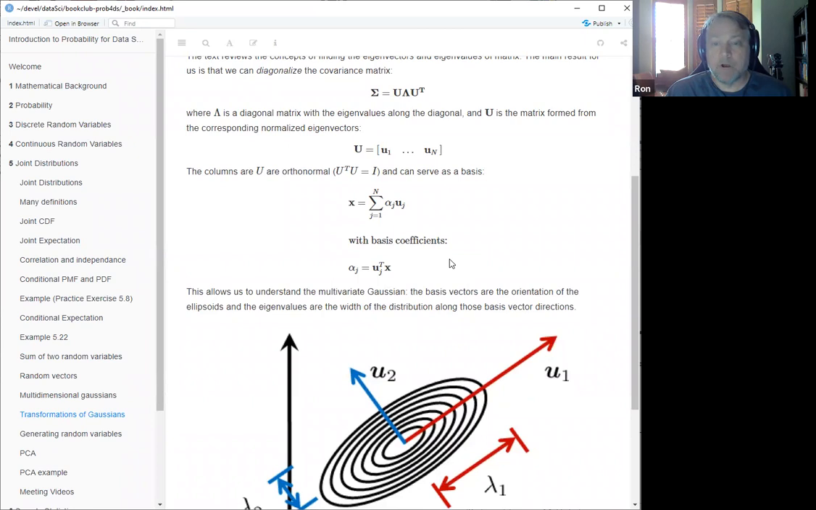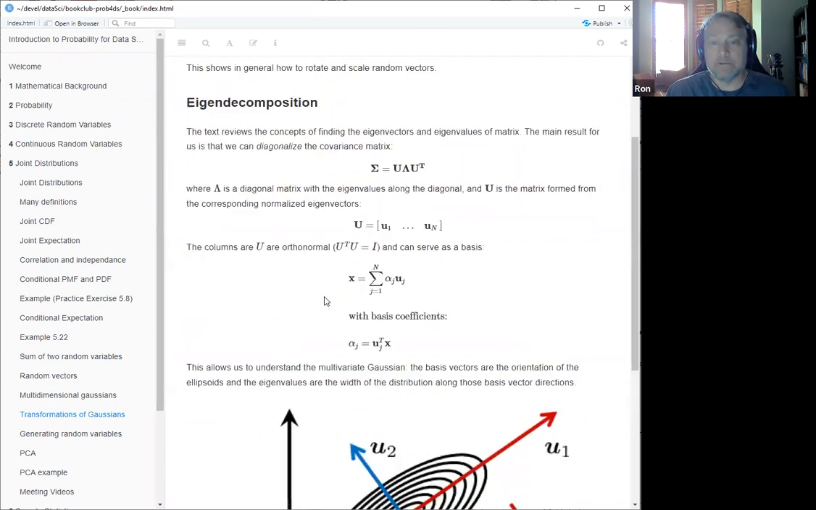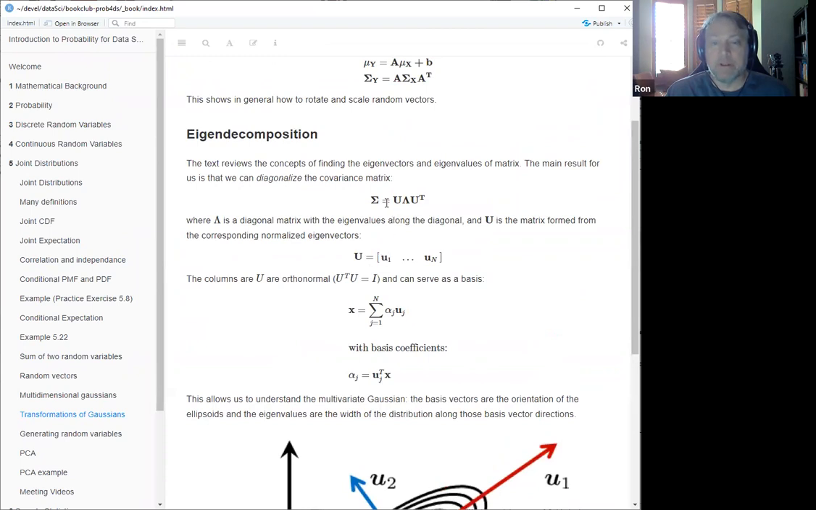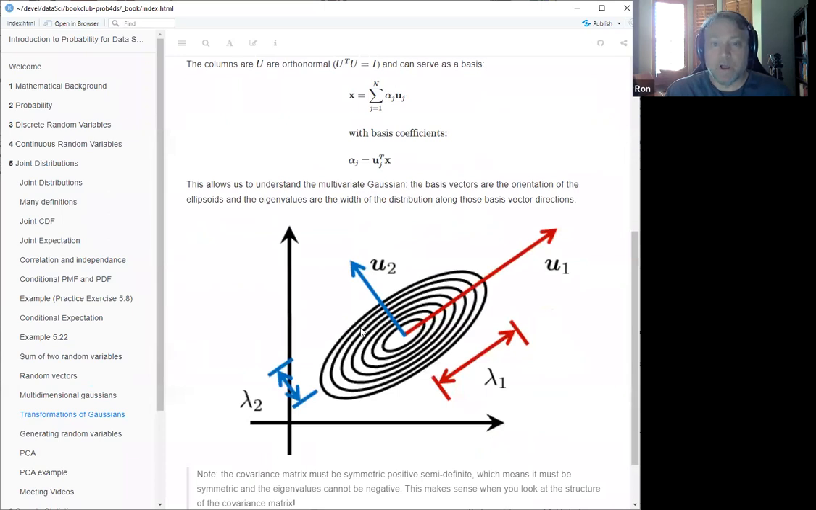So the purpose of all that is, remember we kind of got lost in the weeds here. We started with a covariance matrix for a multivariate normal distribution, and now we're trying to change variables, so to speak. We can think of it that way, but we've decomposed this covariance matrix into the eigenvalues and eigenvectors. And what it tells us helps us understand the multivariate Gaussian, right?